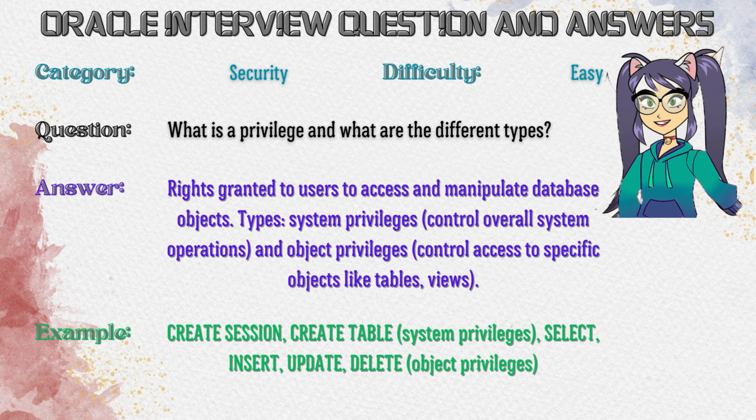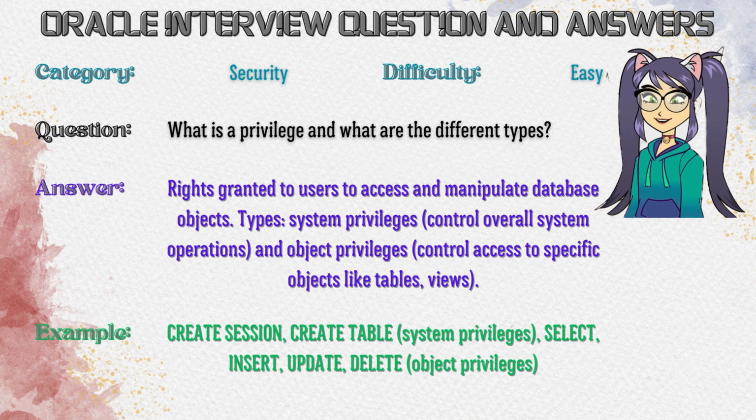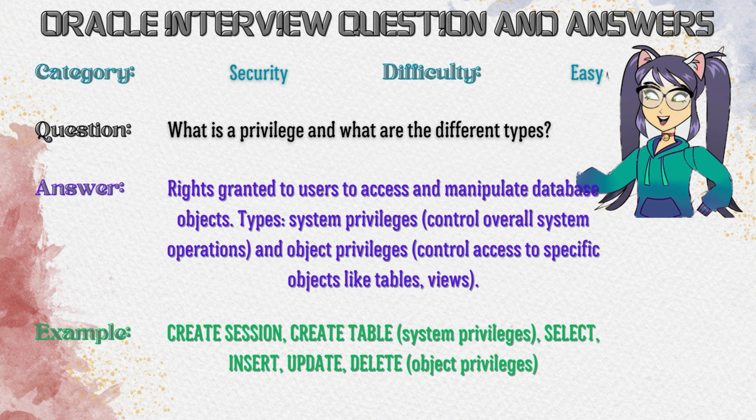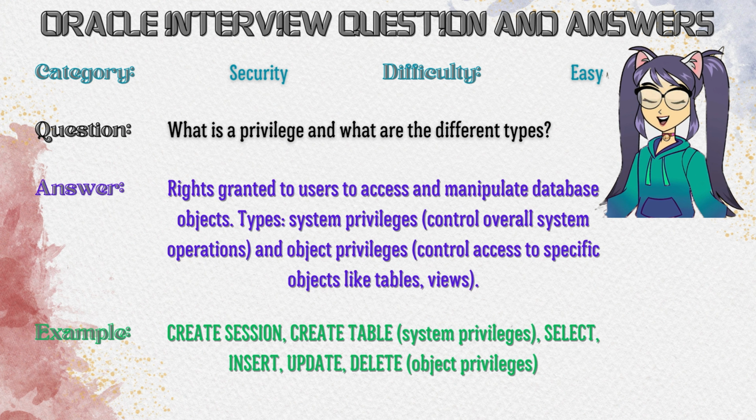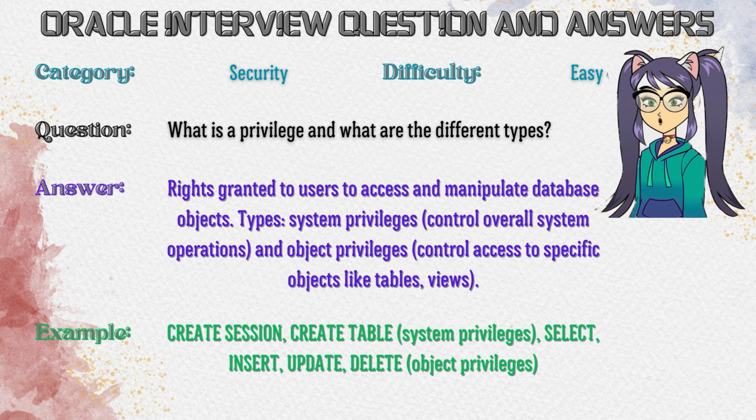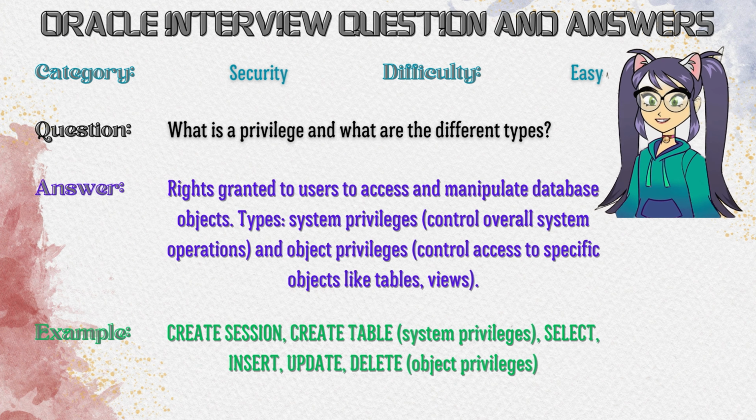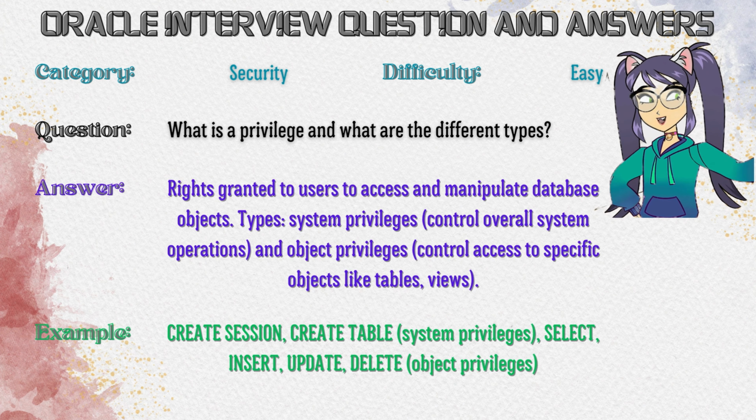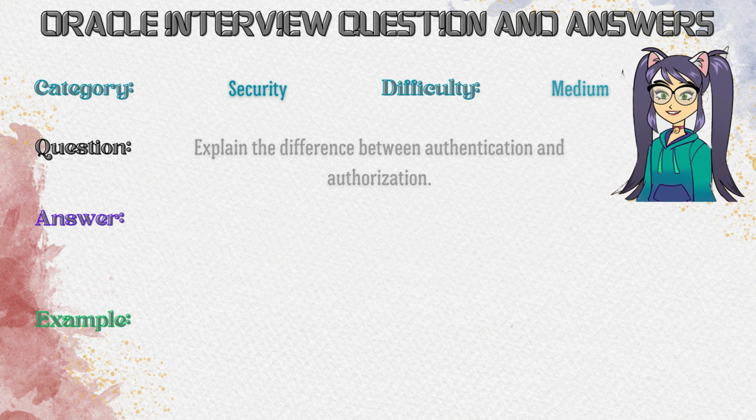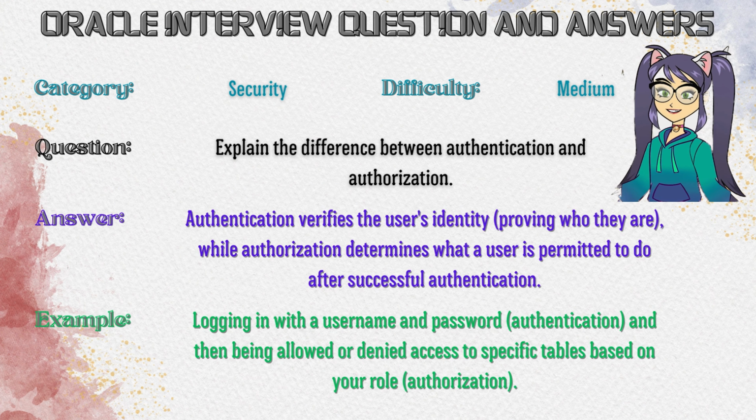Next question: what is a privilege and what are the different types? And the answer is rights granted to users to access and manipulate database objects. Types: system privileges, control overall system operations, and object privileges, control access to specific objects like tables, views. For example, CREATE SESSION, CREATE TABLE: system privileges. SELECT, INSERT, UPDATE, DELETE: object privileges.